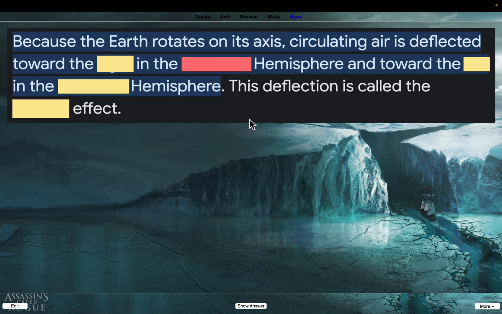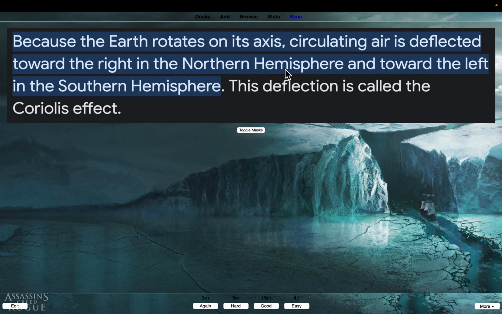Okay, so because the Earth rotates on its axis, the circulating air is deflected toward the blank in the blank. This is either northern or southern hemisphere. I think this is the Coriolis effect. Yeah, Coriolis. So towards the right in the northern hemisphere, and towards the left in the southern hemisphere. So we're talking about circulating air. This could be better visualized with a picture. Not sure why I didn't add one. Anyways.